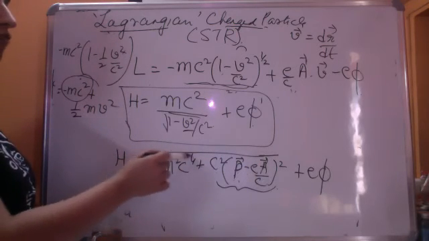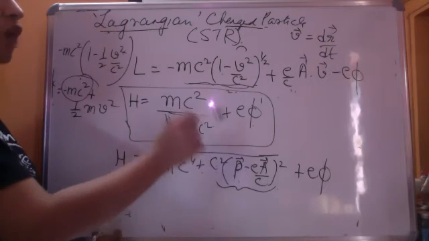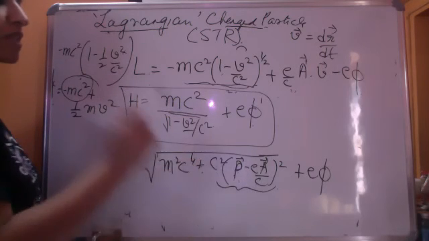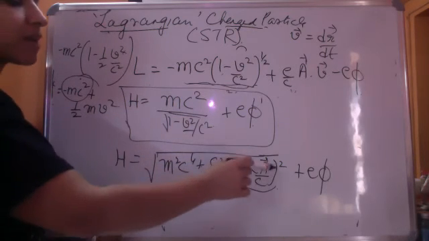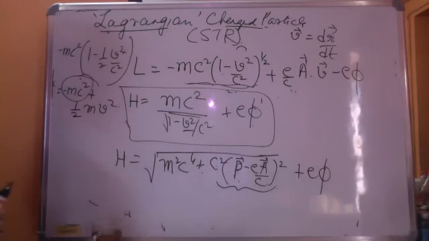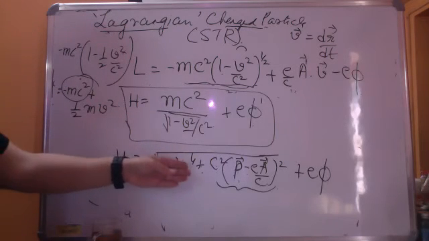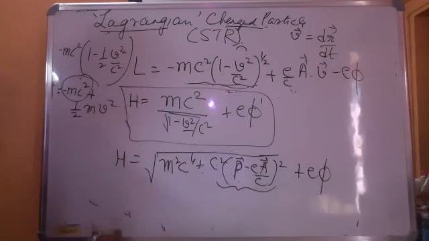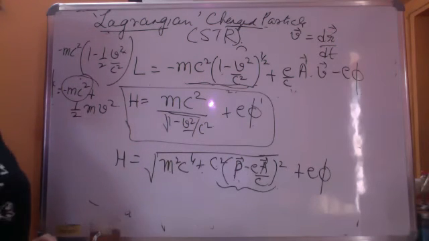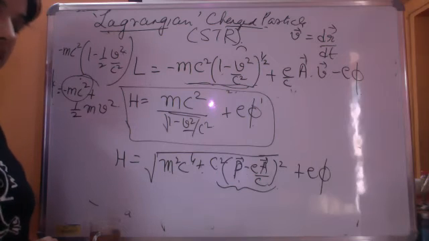Remaining is M square C4 plus C square. You would have got P square, but you don't have P square, you have P minus EA by C whole square plus E5. So if interaction goes to 0, this goes back to M square C4 plus P square C square equal to E square, the expression that you have seen in your previous classes.